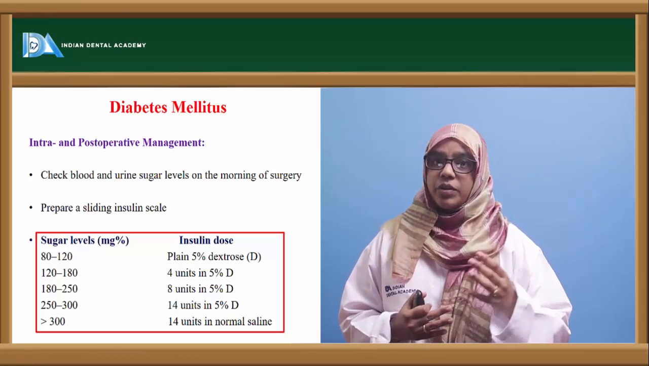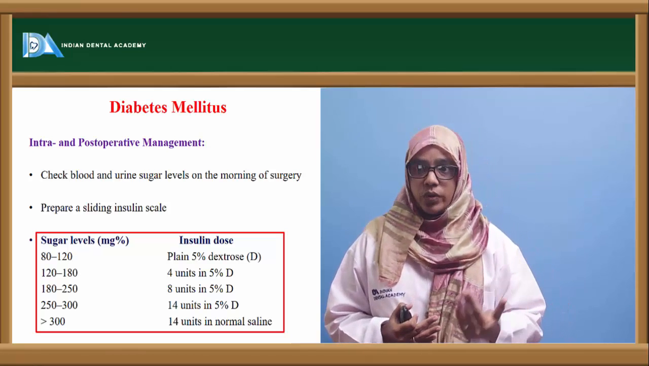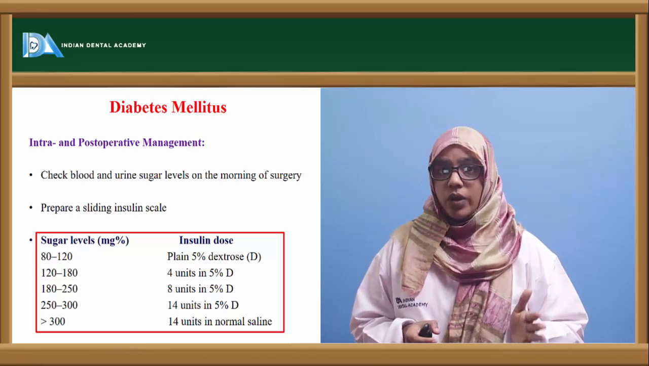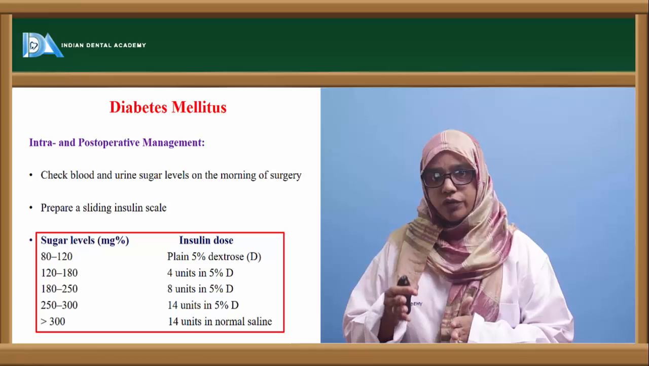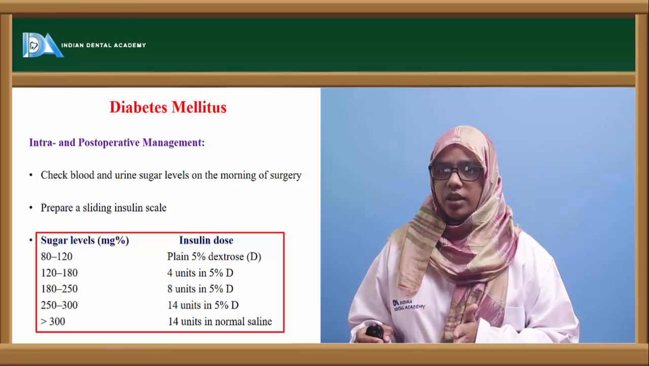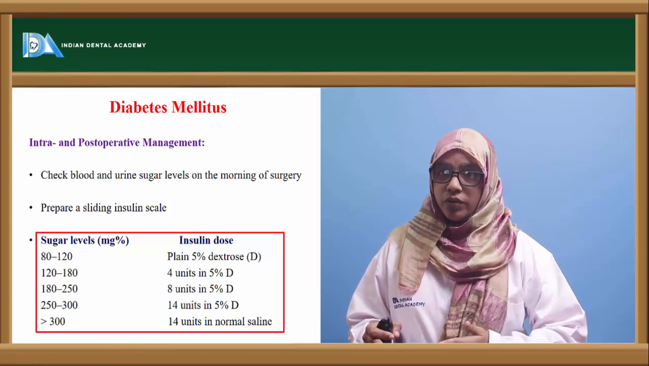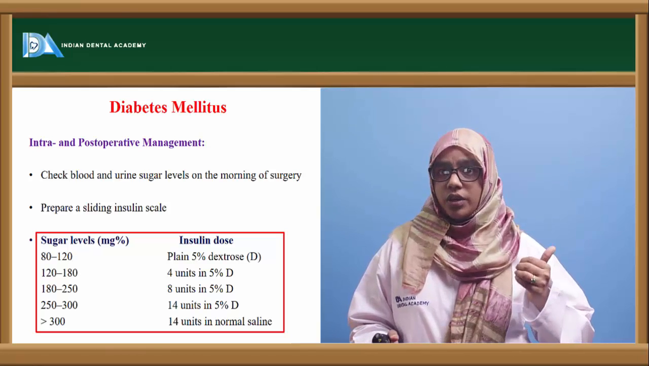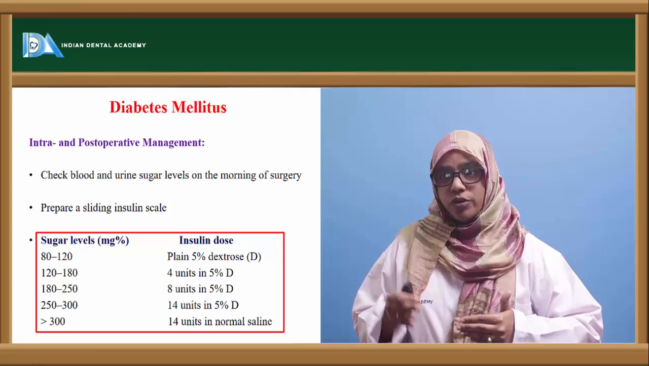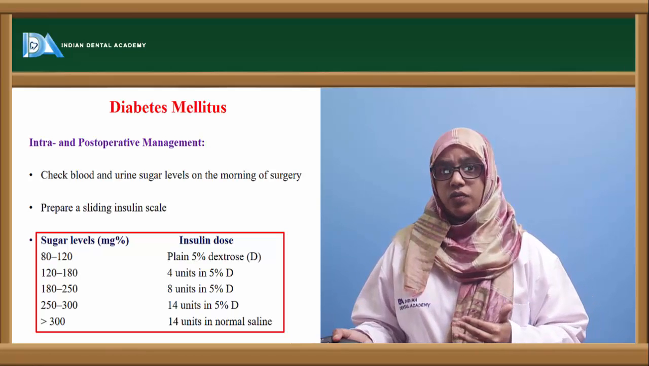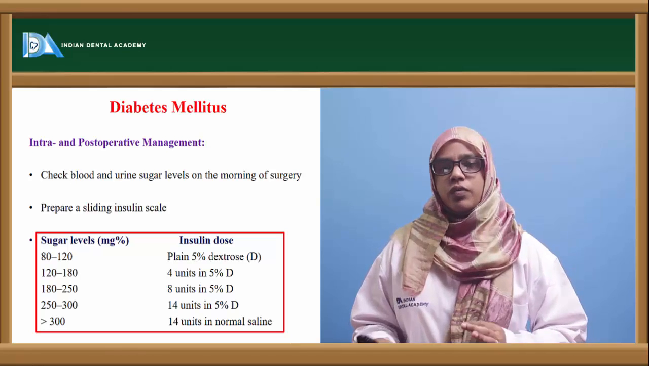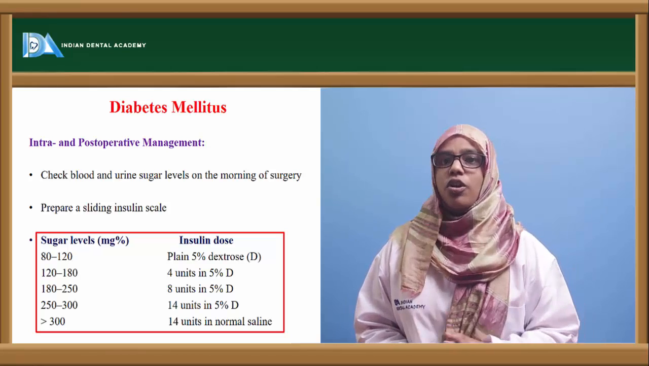For example, if the blood glucose level is around 80 to 120, give plain 5% dextrose. If it is 120 to 180, 4 units of insulin in 5% dextrose. If 180 to 250, 8 units of insulin in 5% dextrose. 250 to 300, 14 units with 5% dextrose. If it is more than 300, then directly give plain 14 units of insulin in normal saline. Then do not give dextrose.